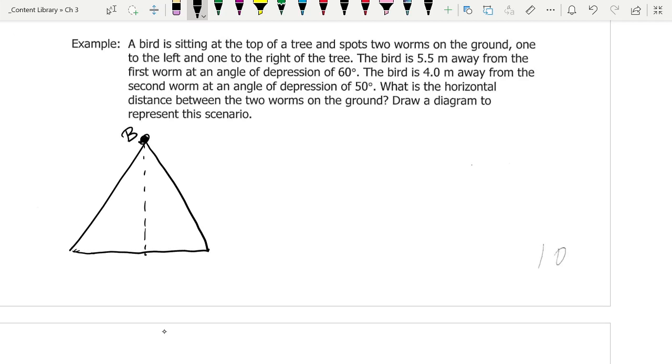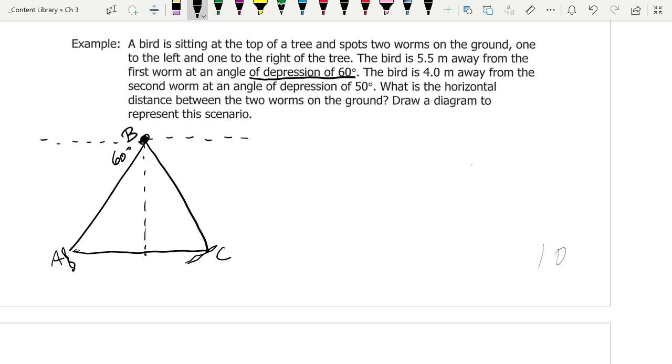So here's B for bird. I'll put that as B for bird. And we'll call the worm worm A and worm C, because why not? And what do we know? We know that the bird, if he looked straight, he wouldn't see either of the worms. He has to look down at an angle of depression of 60 degrees to see the first worm that I put at A. There's the worm.